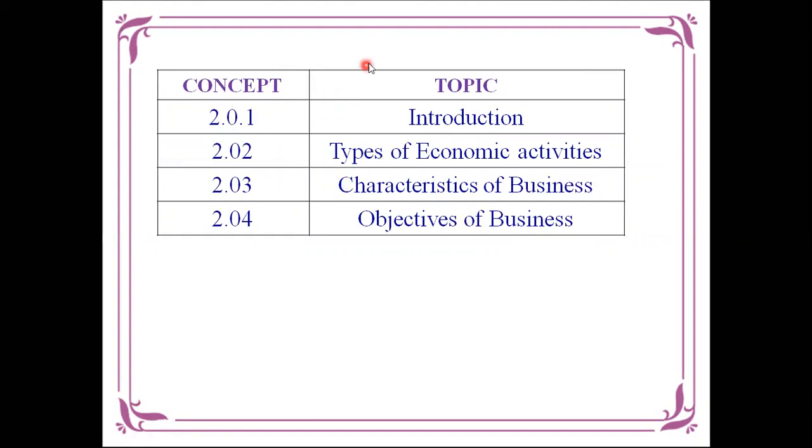The chapter has been classified into four concepts: 2.01, 2.02, 2.03, 2.04. In 2.01, the topic is the introduction. 2.02 is types of economic activity. 2.03 is characteristics of business. 2.04 is objectives of business. These are the major classifications of this chapter, and we are going to discuss them one by one.